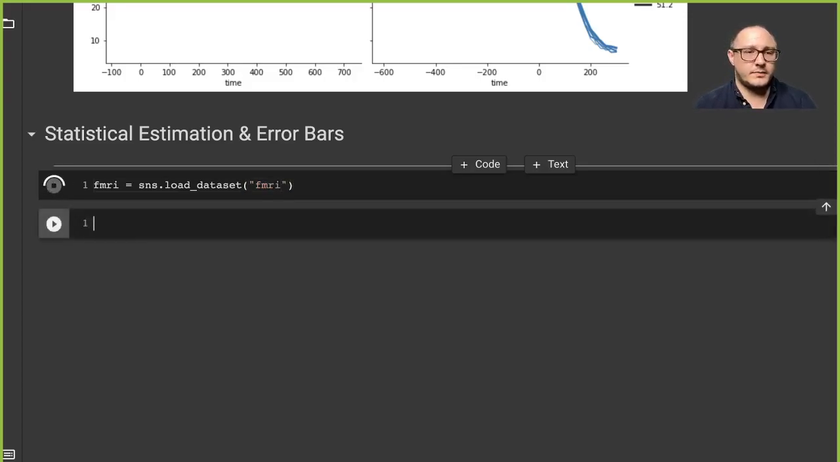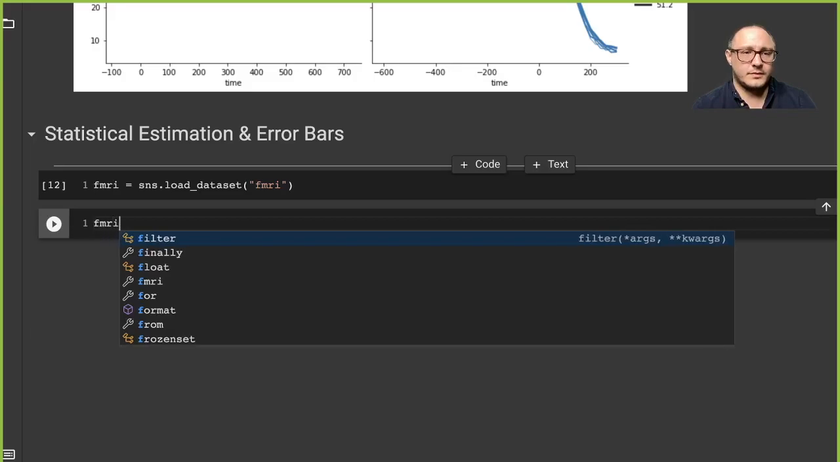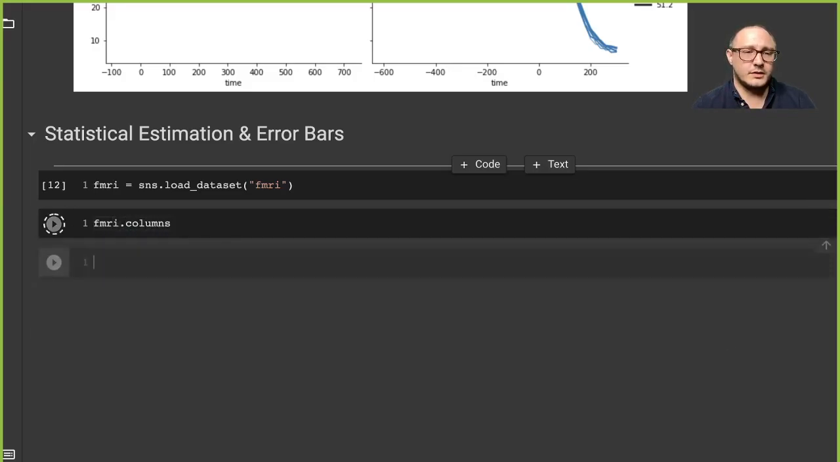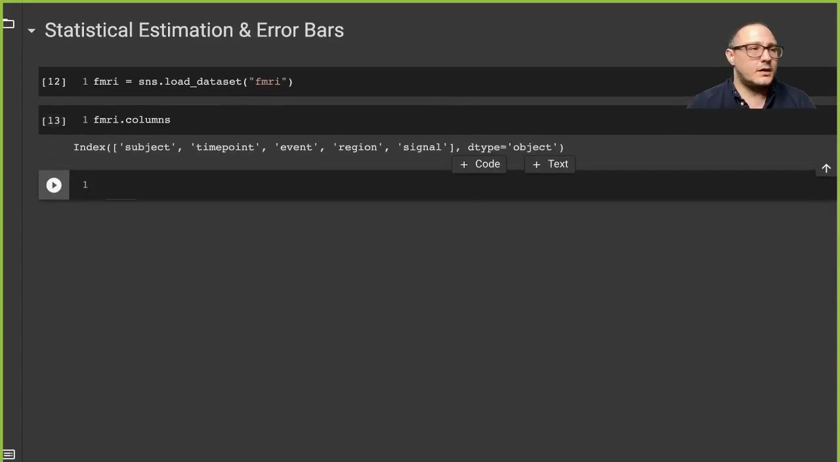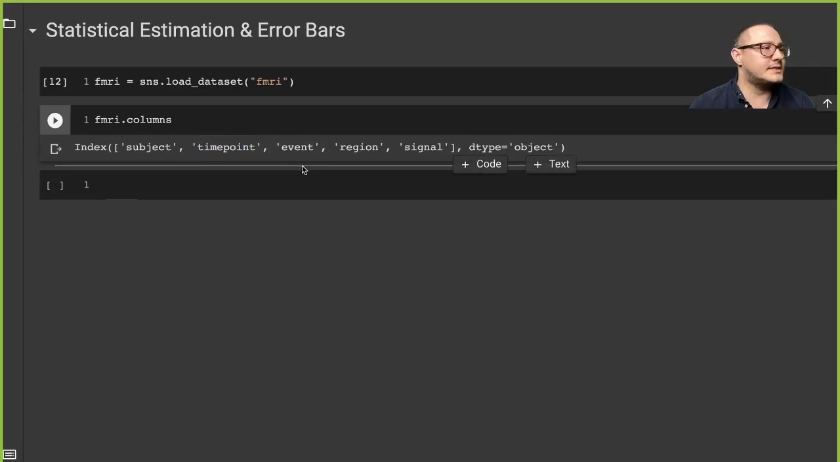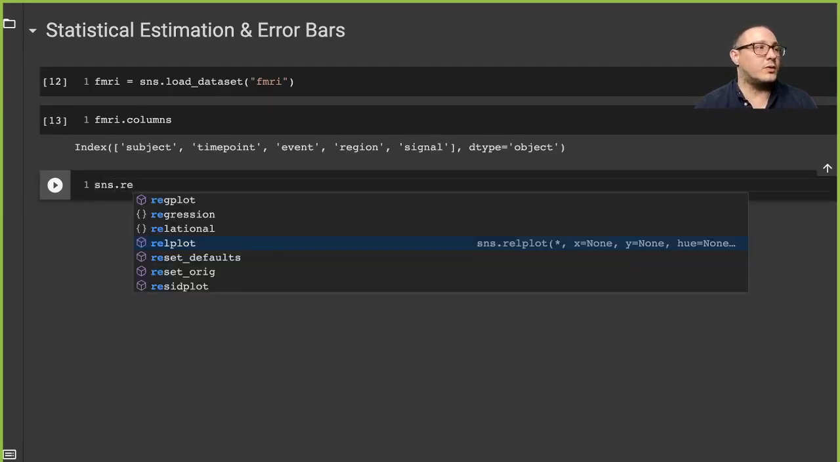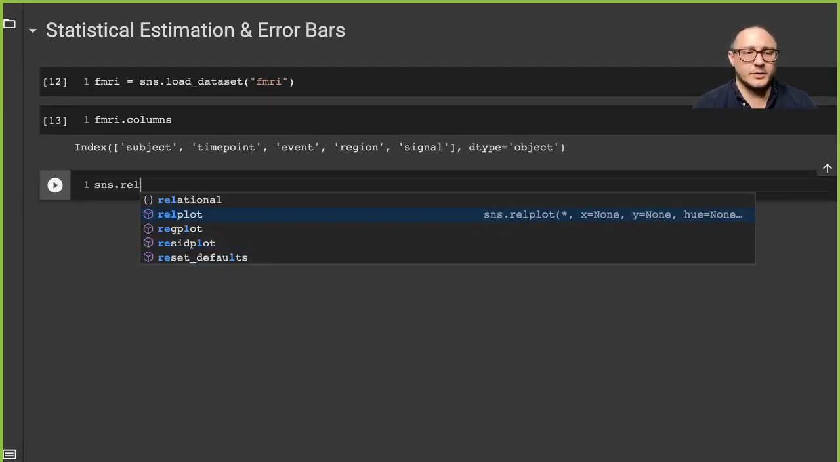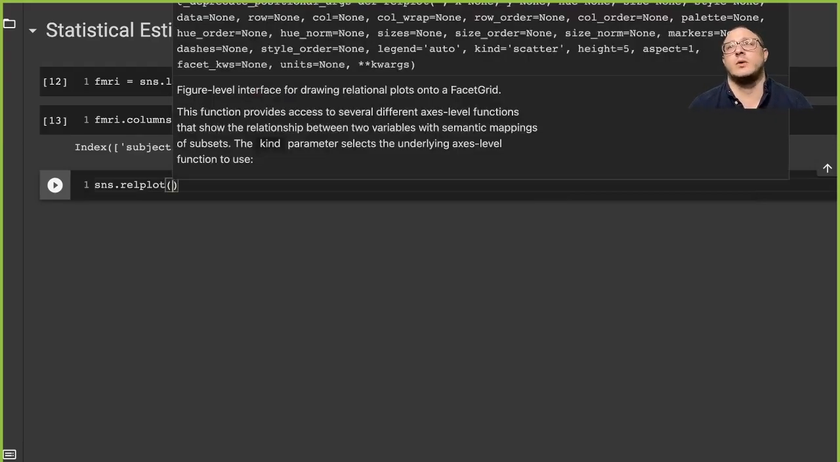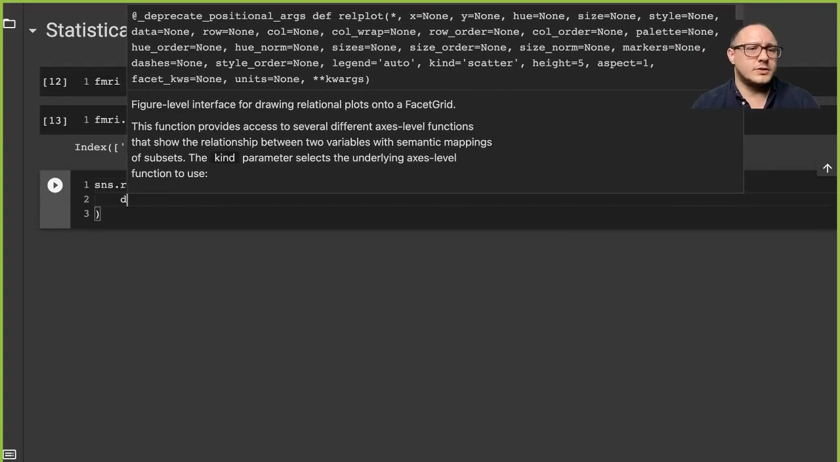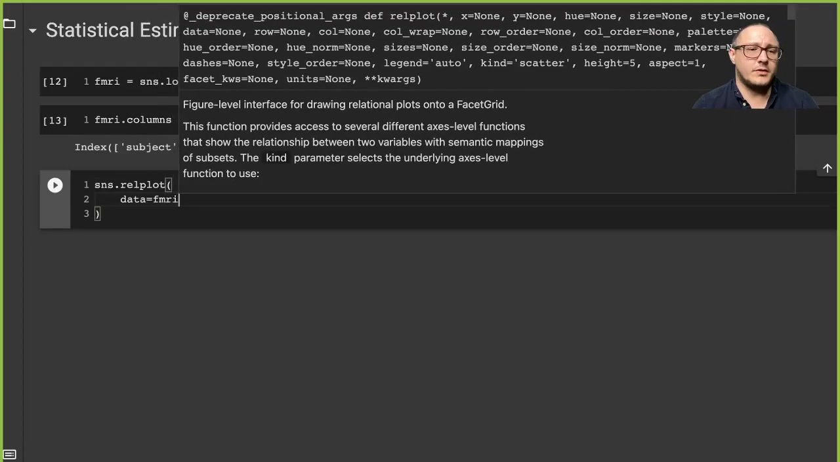And let me just go in and run that. And then I want dot columns so we can take a look. And then what are we going to do here? We're going to do time point on the x-axis, and we'll do region for the column. So sns dot, we'll do a relplot again. And again, I'm going to spend probably a lot of time on the relational plot because we always want to see the relationships between our data. And again, we'll go into some more advanced topics probably later on. So let's do data is equal to fMRI.